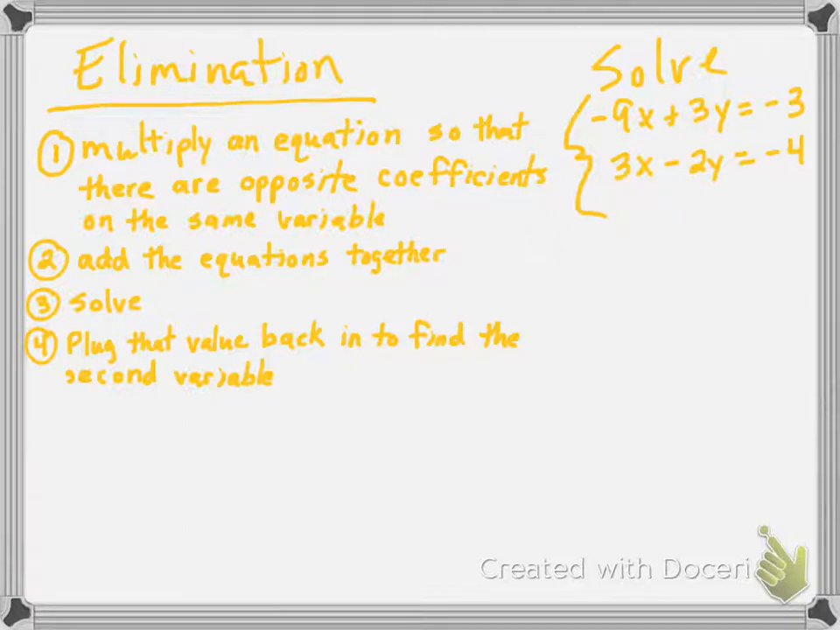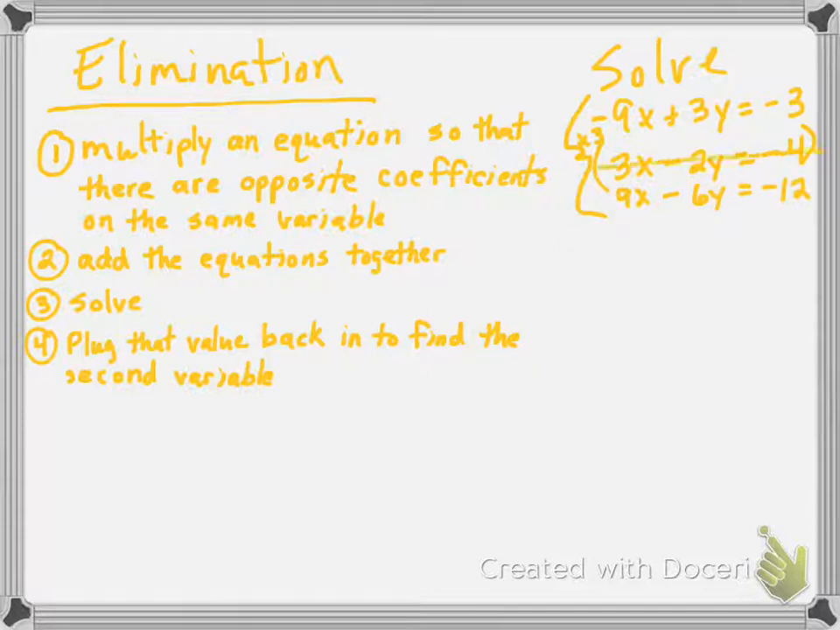Okay, so I'm going to multiply this equation by 3. So I'm going to do times 3 on that whole equation. So 3x times 3 is 9x. Negative 2y times 3 is negative 6y. And negative 4 times 3 is negative 12.